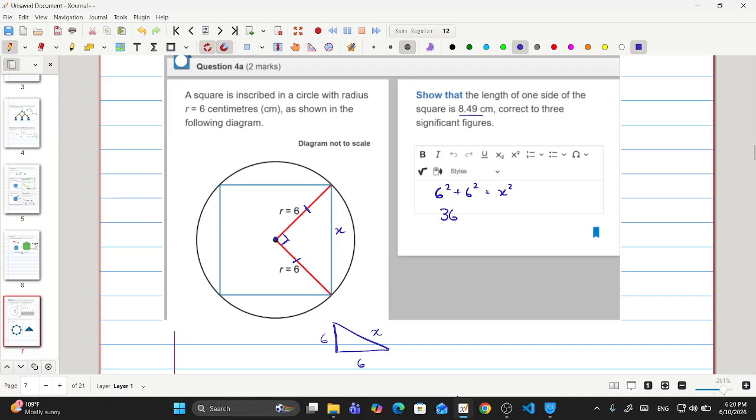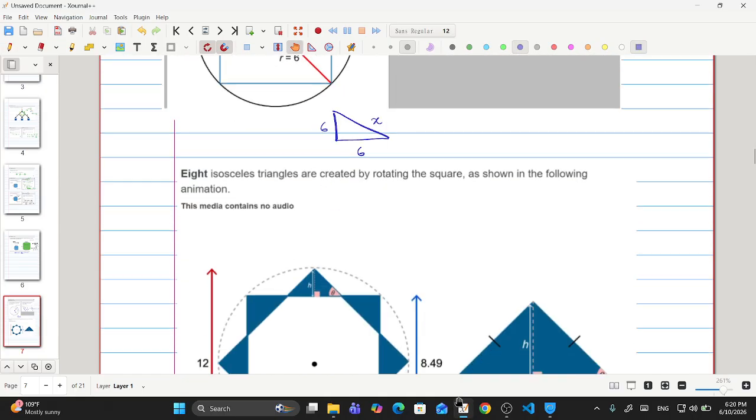So 36 plus 36 equals x squared. 72 equals x squared. x equals the square root of 72. So if I was to solve it on a calculator, I would get an answer of 6 root 2, which is the same as 8.485, which can be rounded off to 8.49. Okay, I hope this is clear.